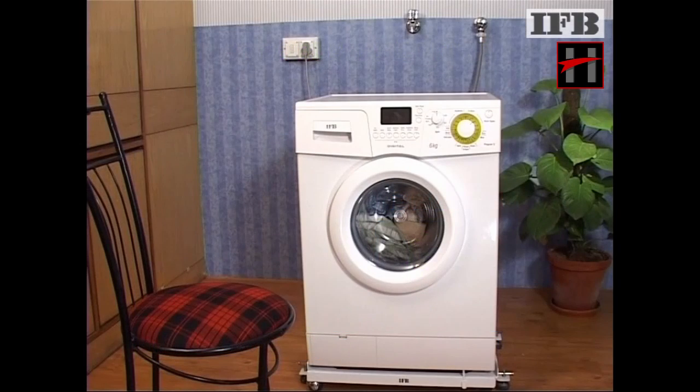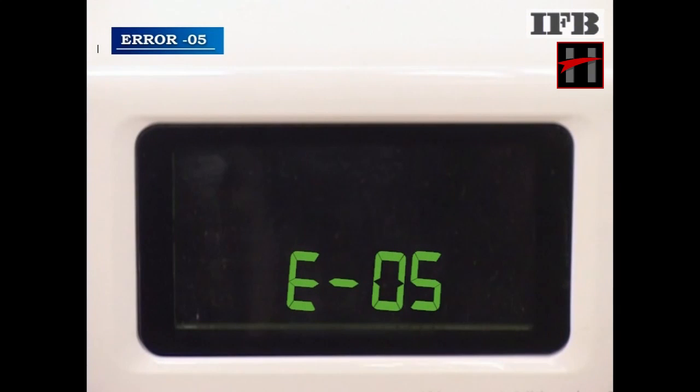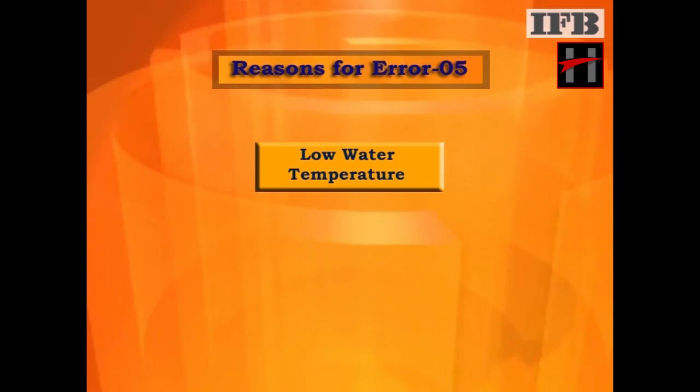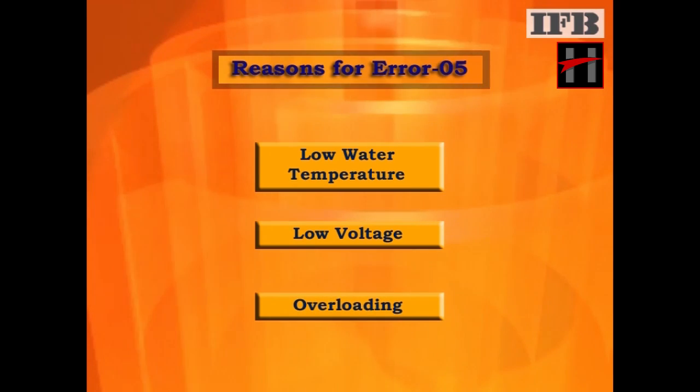If the washing machine is showing error 5 on the panel, then the following may be reasons for the error: low water temperature, low voltage, and overloading in the machine.